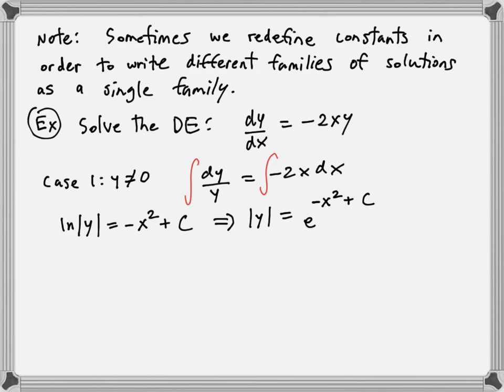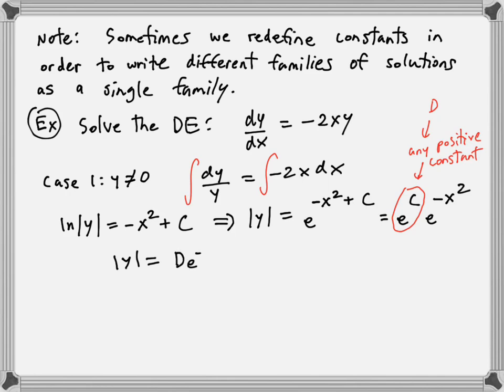Okay, what does this equal? Well, I could write it this way, can't I? e to the c times e to the negative x squared. And what can we say about e to the c? It can never be 0 and it can never be negative, but it could be every other positive number. So I'm going to call that a new constant, d, where d is a positive constant. So here's what we have now. The absolute value of y is equal to d e to the negative x squared.